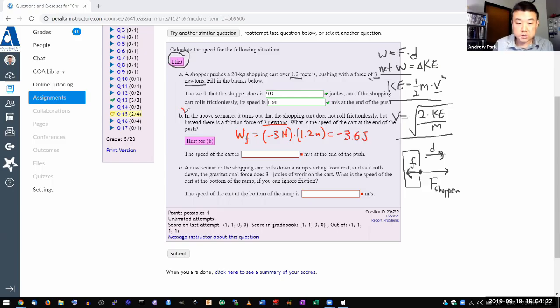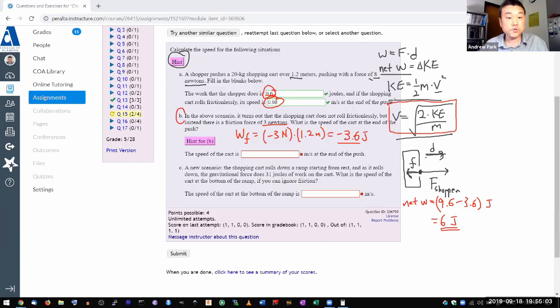So in the changed scenario in part B, now the net work is not going to be 9.6 joules, but now let me write it here, net work will be, well, the positive work done by the shopper, 9.6, minus the negative work done by the friction force, 3.6 joules. So the net work done is 6 joules. That's how the answer is changing. Now I need to redo the calculation that was done here. So plug in this value of 6 joules for the same calculation we did here, and we should be able to get the new velocity.